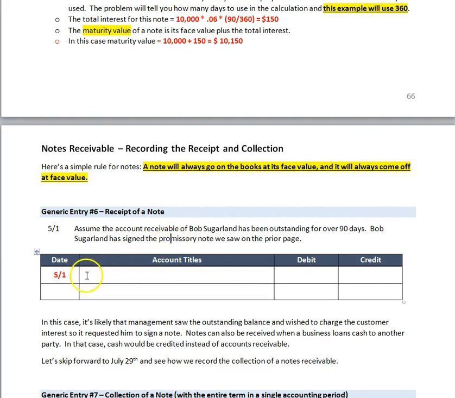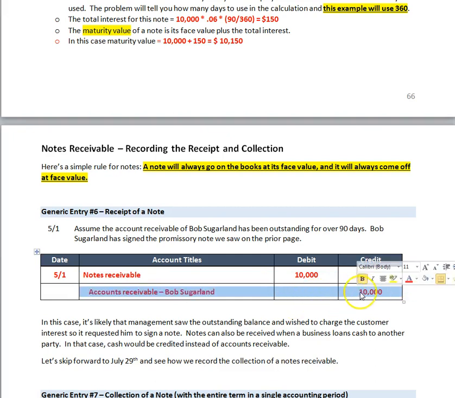So he signed the note. We're just going to account for it. This is like accounts receivable, but it's not. It's going to be called notes receivable, a specific type of receivable. It's similar to accounts receivable, but like we said, it has interest generally associated with it, and it's generally longer in time. And since he already owed us the money, it was in accounts receivable, so we're going to take it out of his accounts receivable and put it into notes receivable.